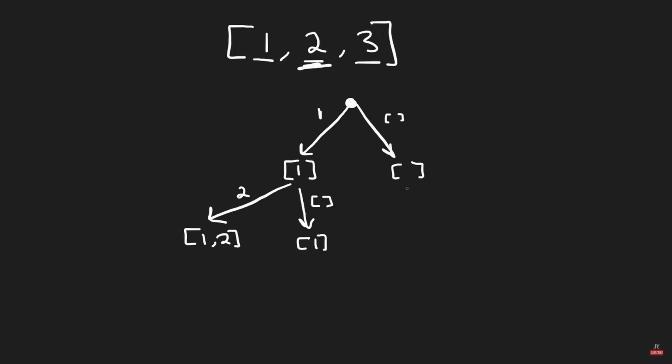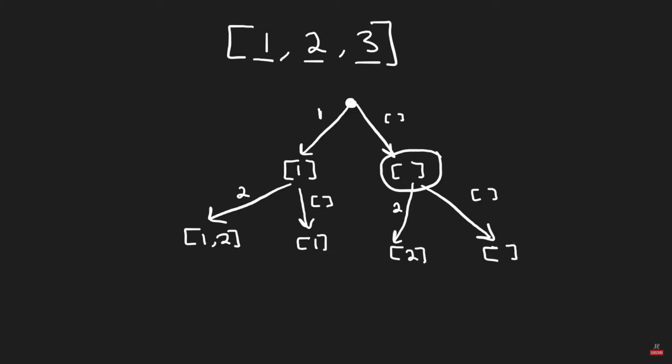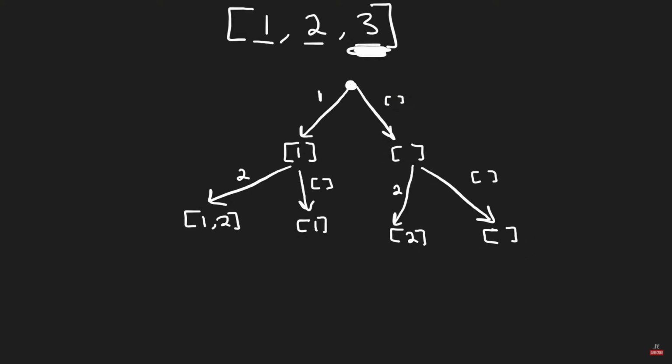And we can repeat that on the right subtree for 2. We can decide to add 2 to this empty subset, or we can decide to not add 2 to the empty subset, in which case we'll get a subset with 2 by itself, or we'll get the empty subset again. This is where we're just not adding anything. And lastly, we can decide whether we want to add this 3 or not. If we add the 3 to this subset, we'll get 1, 2, 3. If we don't add the 3, then we will remain as 1, 2.